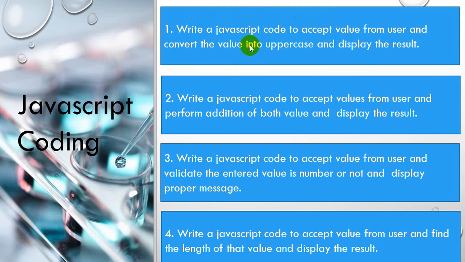The first question is saying: write a JavaScript code. Sometimes you will get write a JavaScript code, or sometimes write a JavaScript program, or write JavaScript coding. It means you have to use JavaScript. Then this is very important: accept value from user. When you read this line, it means you have to write a JavaScript program, but inside that you have to accept some value from user. When you reach this sentence, the first thing in your mind should be that you have to accept value from user.